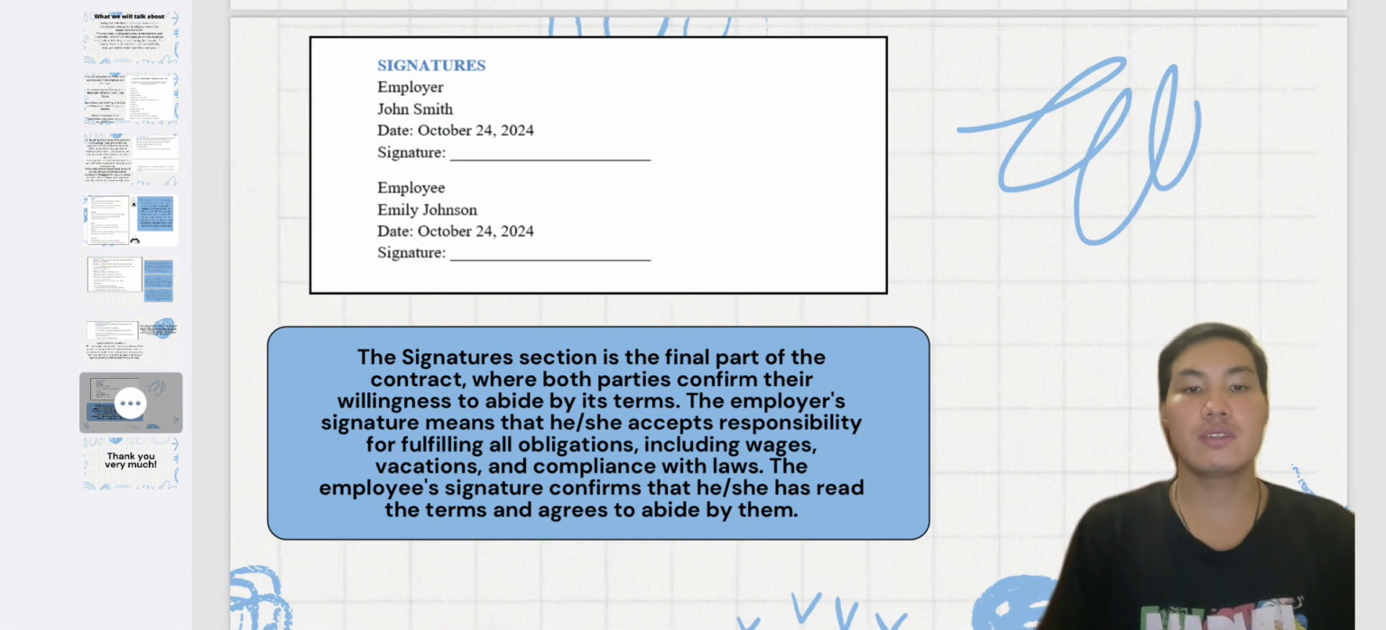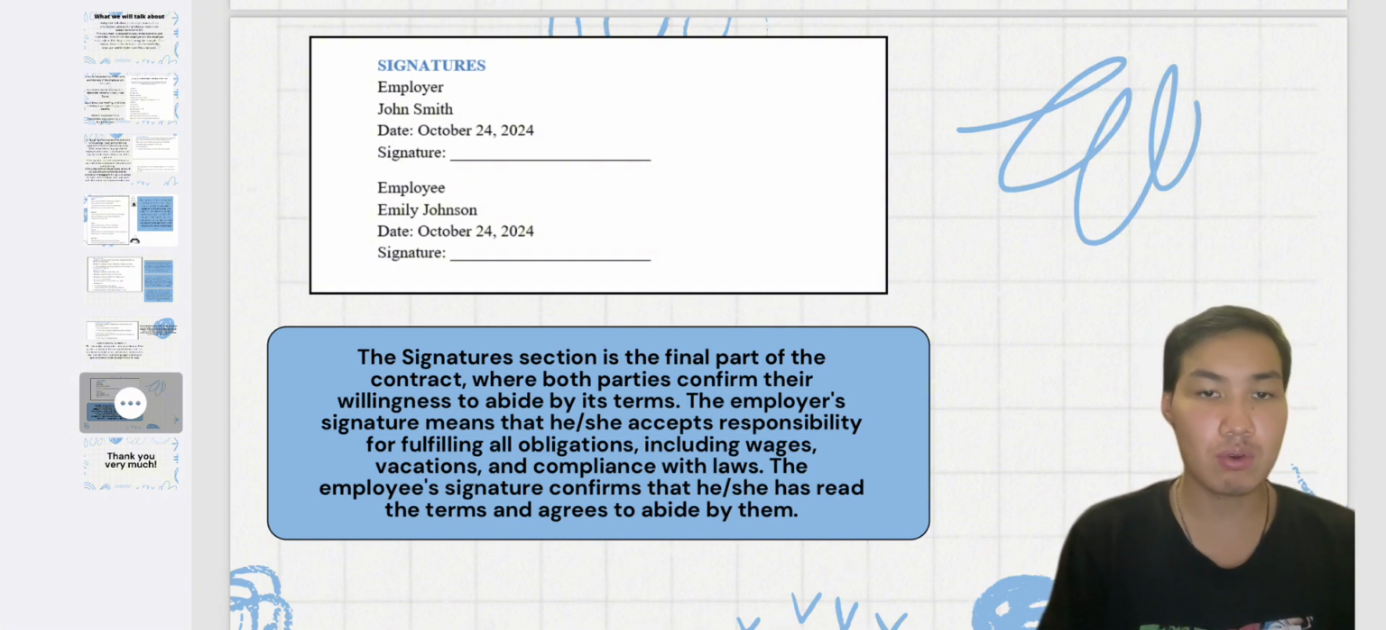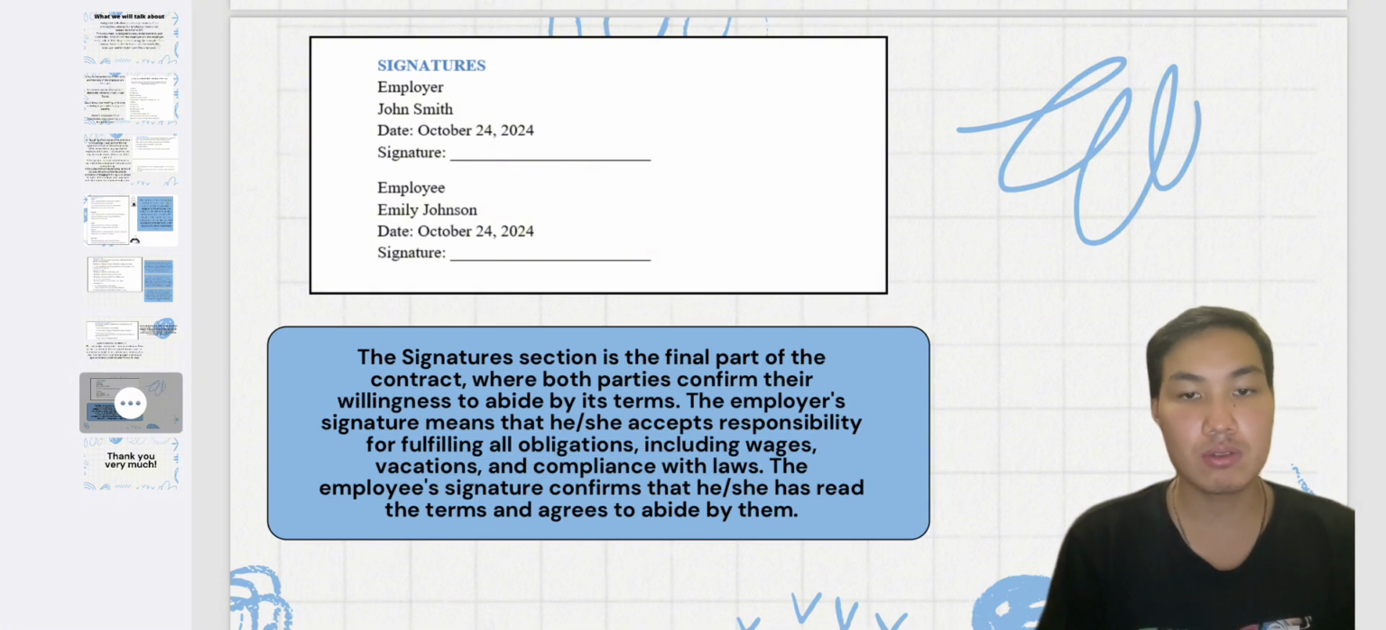And the last one is the signatures. This section is the final part of the contract, where both parties confirm their willingness to abide by its terms. The employer's signature means that they accept responsibility for all obligations, including wages, vacations, and compliance with laws. The employee's signature confirms that they have read the terms and agree to abide by them. It is also important to note that the signing date marks the start of the contract and is the basis for calculating the notice period in the event of termination.